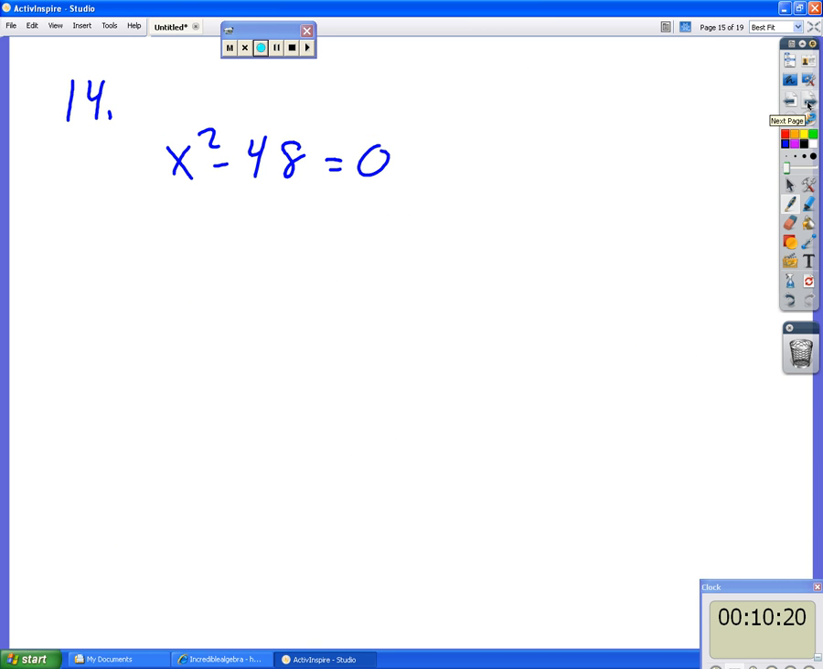Number 14. It says solve this by using square roots. So to use square roots, what we're going to do is add 48 to this side, add 48 to this side. The 48's cancel. That means x squared equals 48.